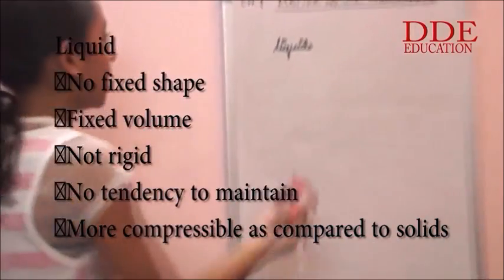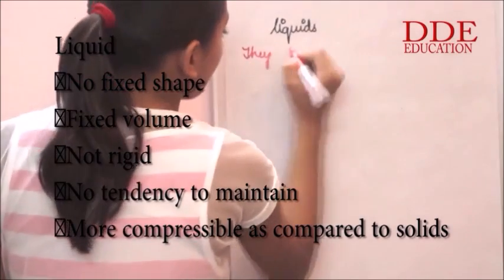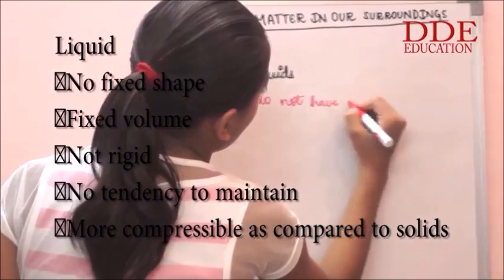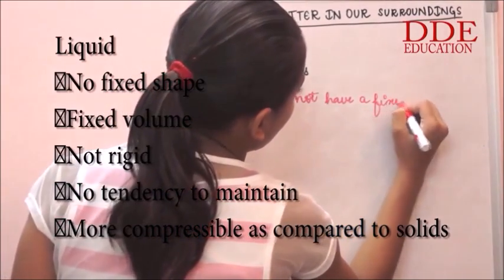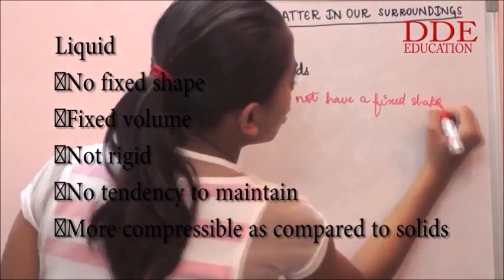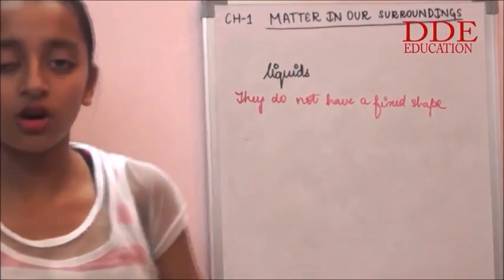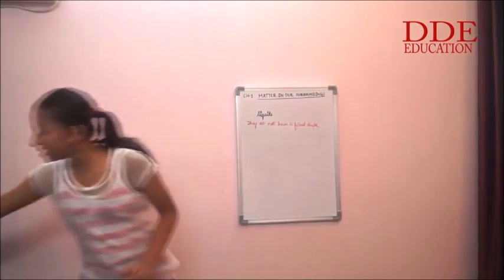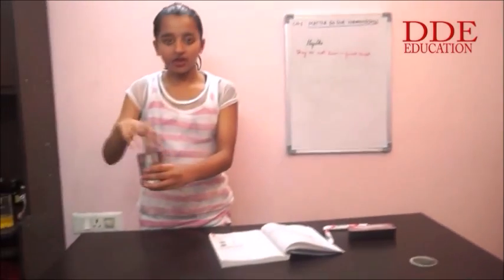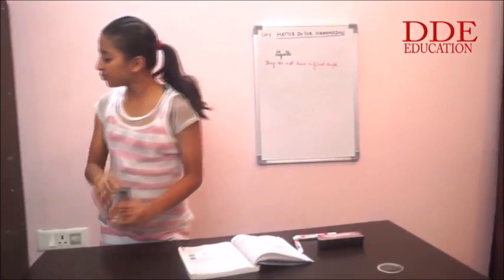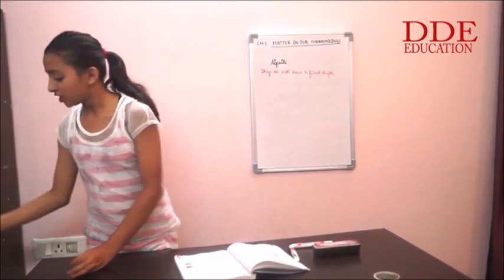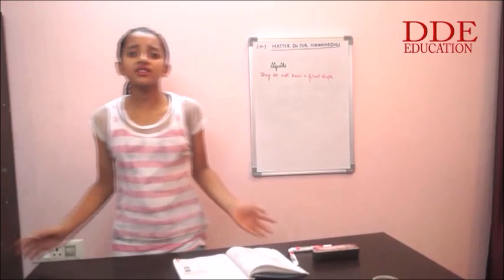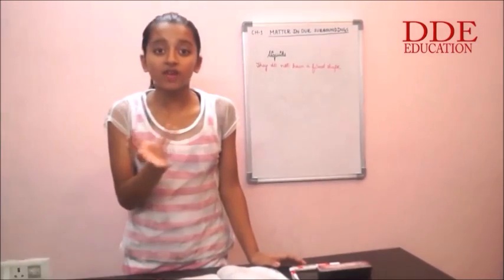One thing, they do not have fixed shape. You take a liquid, let's say water, and put it in this glass, and it would have the shape of this glass. Then put it into this glass, it would have the shape of this glass. That says that it does not have a fixed shape and takes the shape of the container.